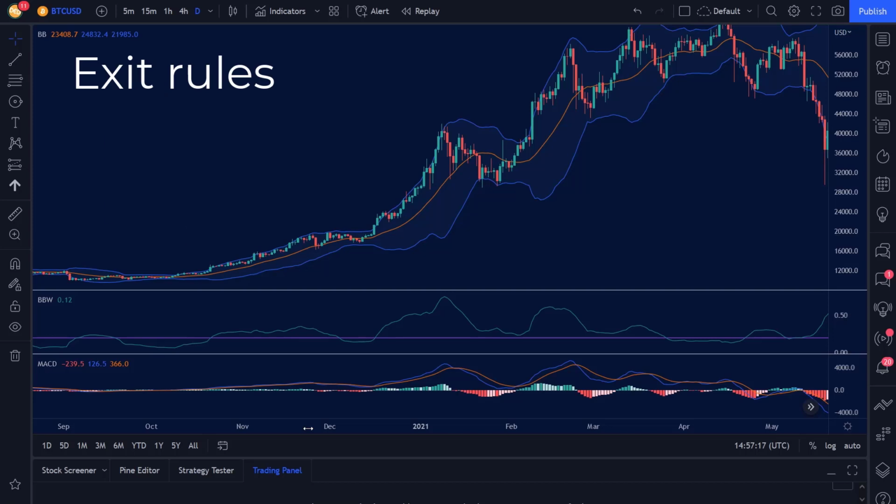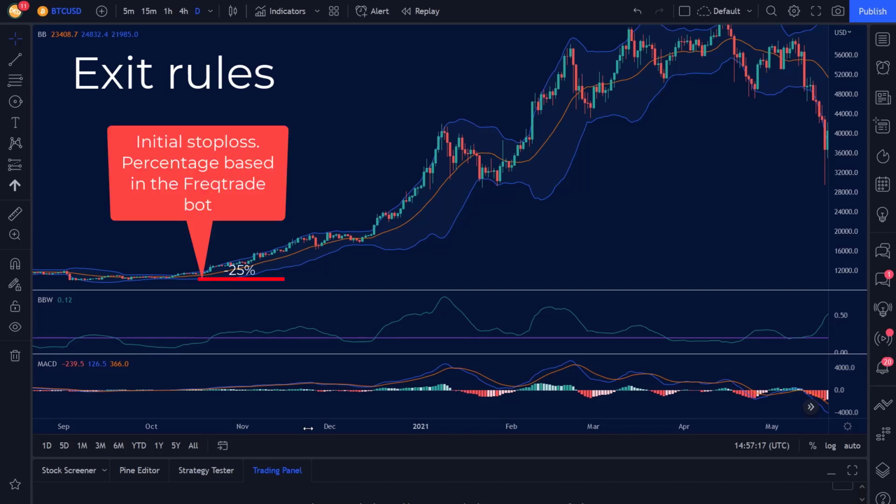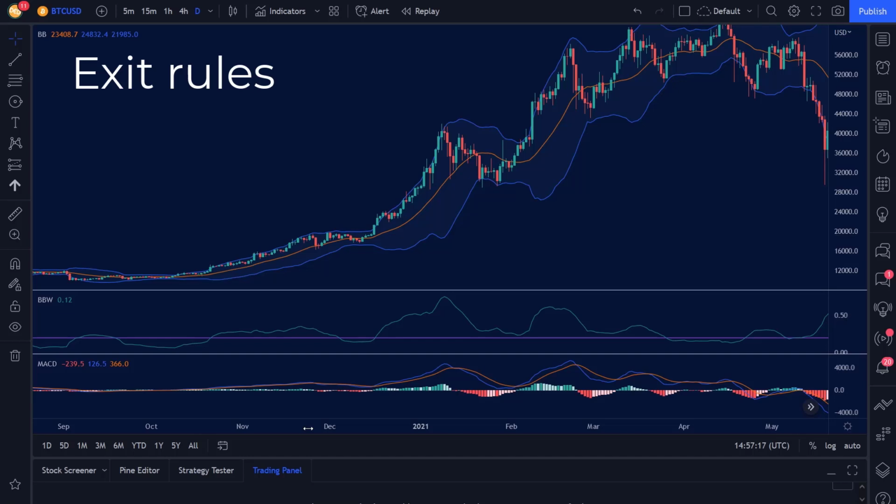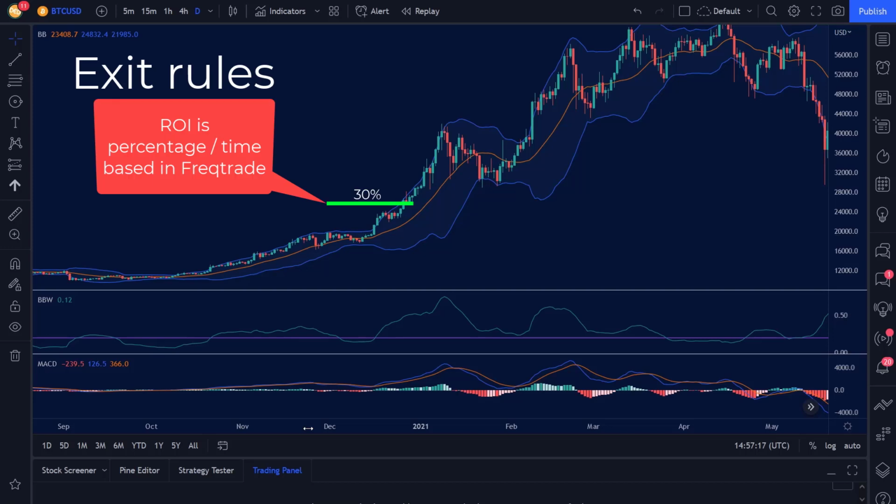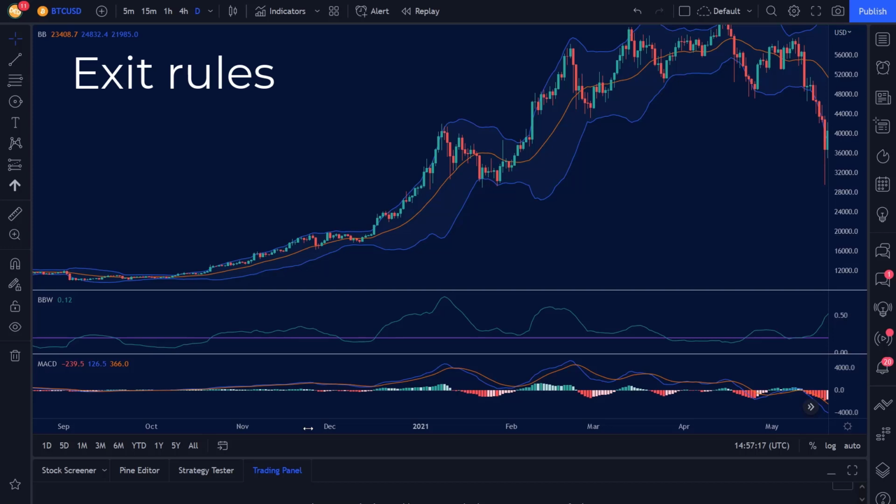The first, of course, is the stop loss moment, for the times the trade did not go as expected. The second exit signal is the ROI setting of the trading bot. And the third and additional exit indicator, which I use here, is the MACD indicator. When the MACD signal line gets below 0, then the trend has been exhausted and we can exit the trade.